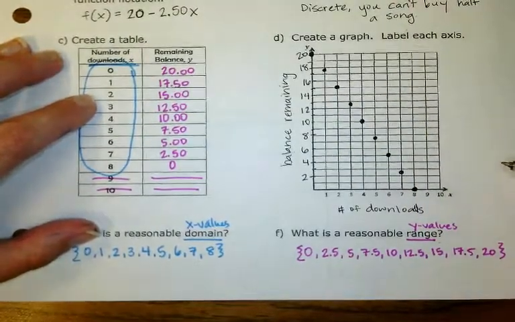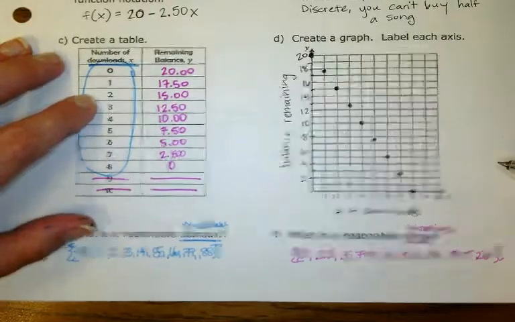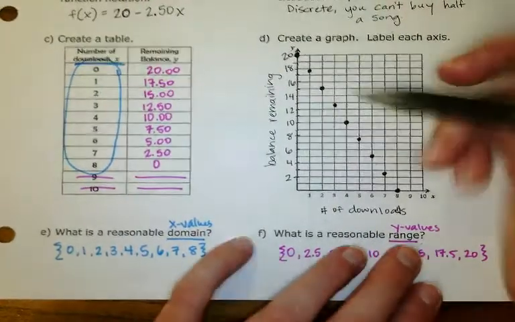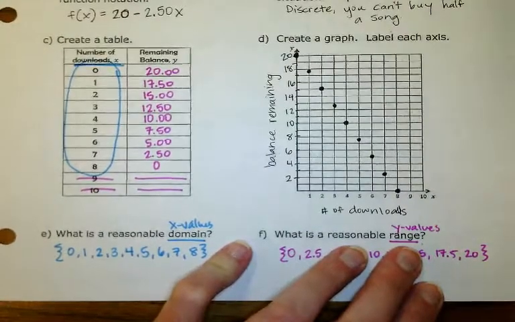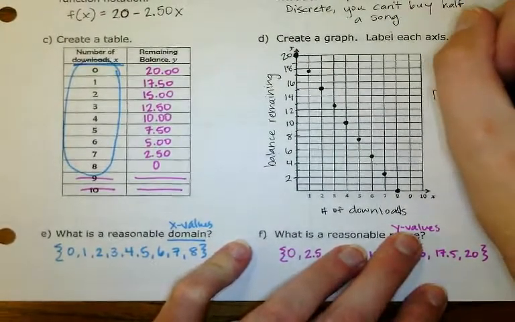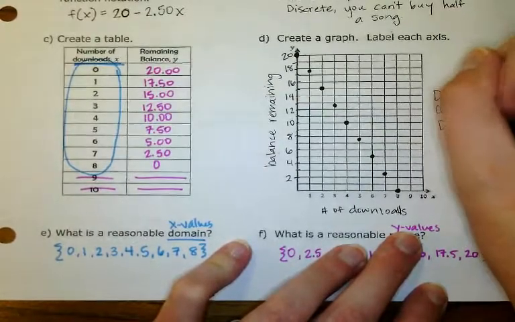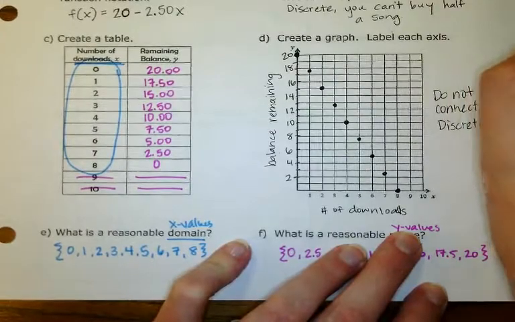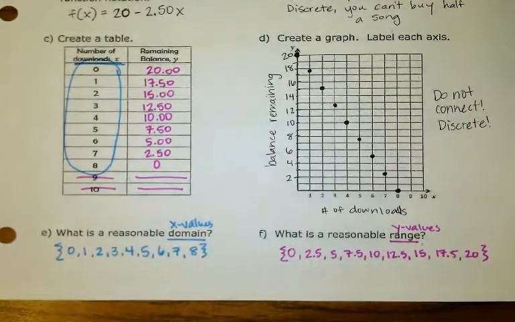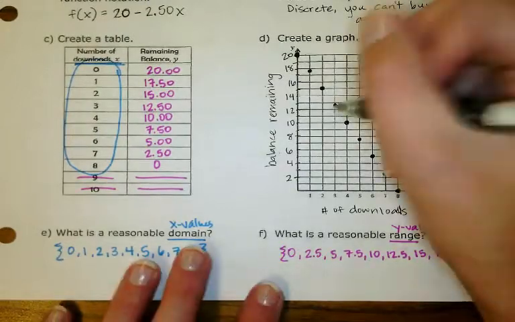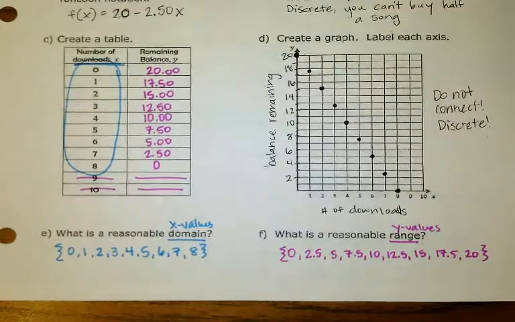So here is my question for y'all. Do I connect all these dots together? No. Why not? You do not connect it because it is discrete. Even though it makes this nice pretty line, you don't connect, because you can't have half a song. Very good. If we were talking about a continuous function, then we would connect those lines. But for discrete functions, we just plot the points. Do y'all feel good about that?